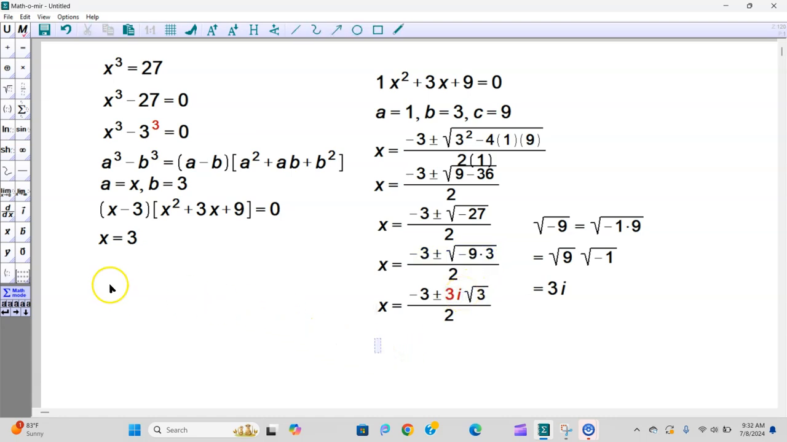So now we can just put the solutions together. So x equals 3, x equals negative 3 plus 3i root 3 over 2. The last one is x equals negative 3 minus 3i root 3 over positive 2.